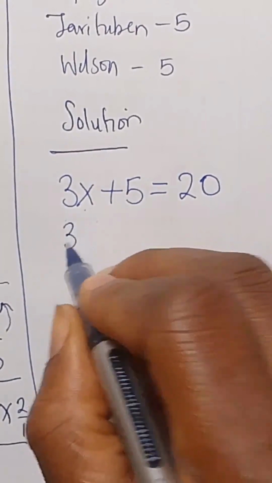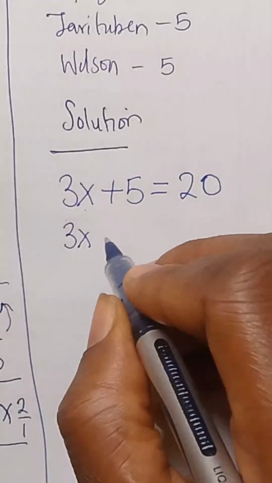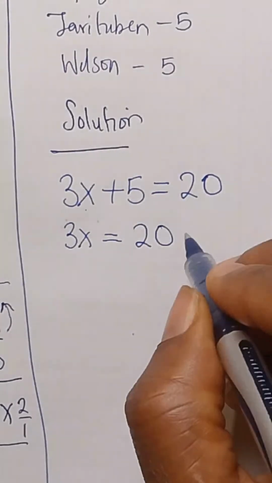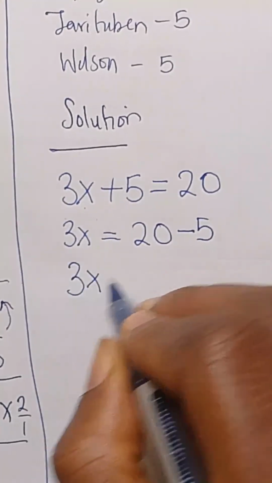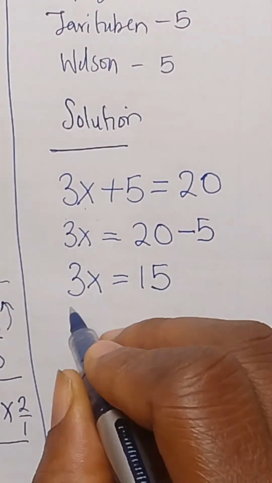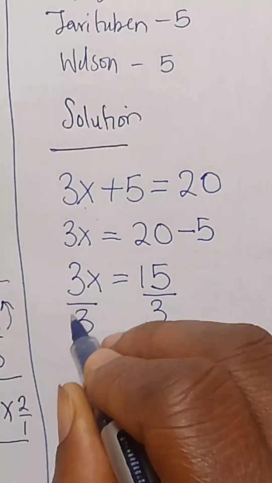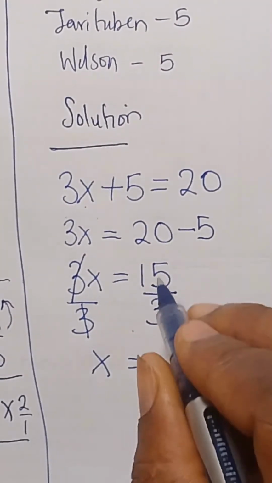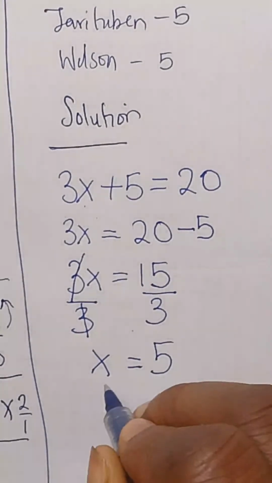We have 3x. We now move this 5 across the equal sign, and we have 20. When plus 5 crosses the equality sign, it becomes minus 5. Okay, I have 3x is equal to 20 minus 5, which is 15. Divide here by 3, divide by 3. 3 will cancel, and we have x is equal to 15 divided by 3, which gives us 5. And that is the answer.